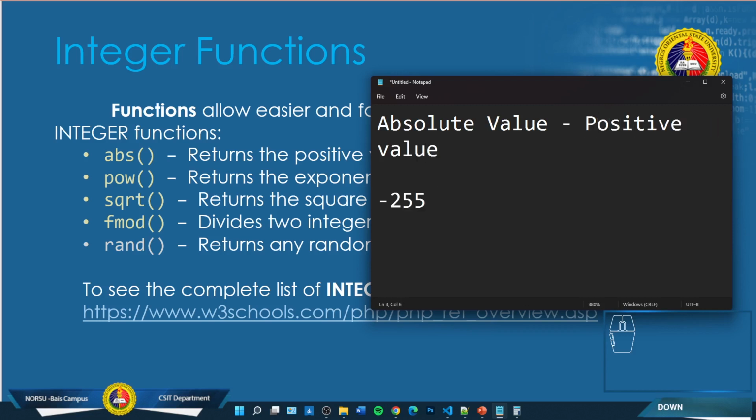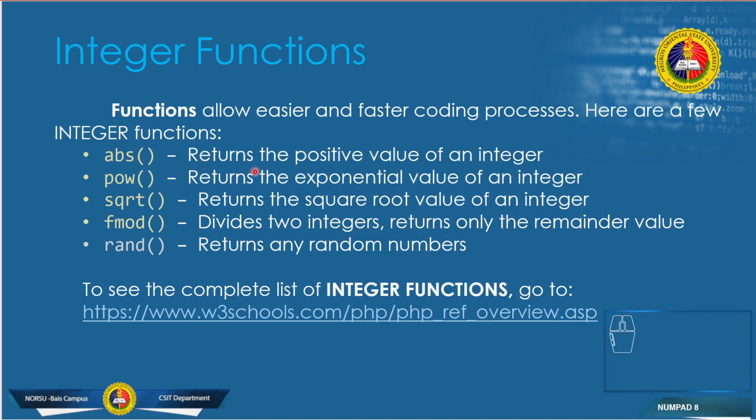Right, that means the absolute value of negative 255 is 255. Okay, 255. So when you say absolute value, it is the positive value. How about this one? What is the absolute value of 18? 18. Again, the absolute value is the positive value. So by writing ABS, basically it returns the positive value. It transforms any negative value to positive. Okay, so let's try that.